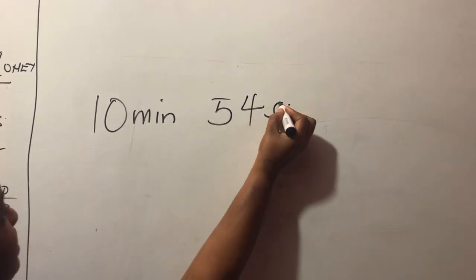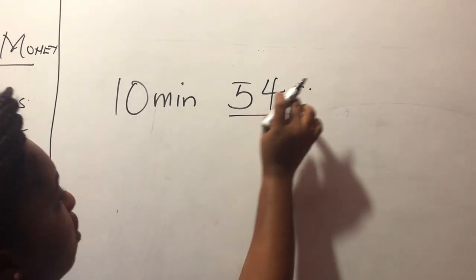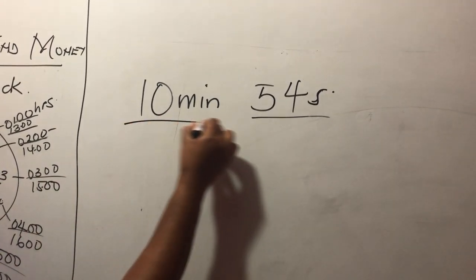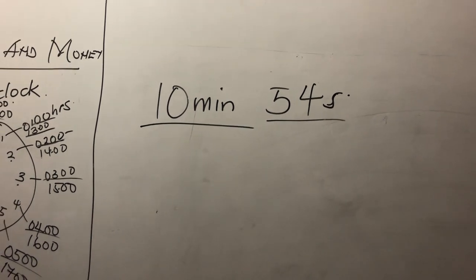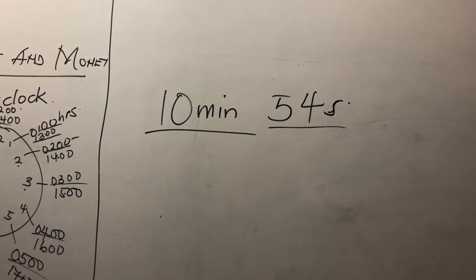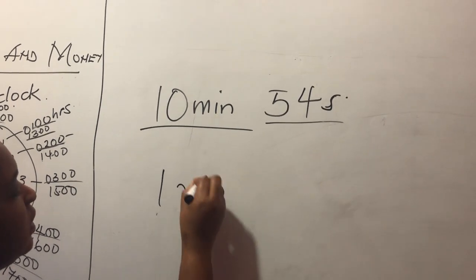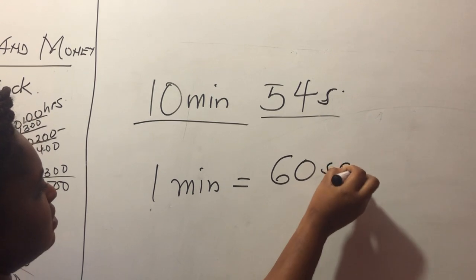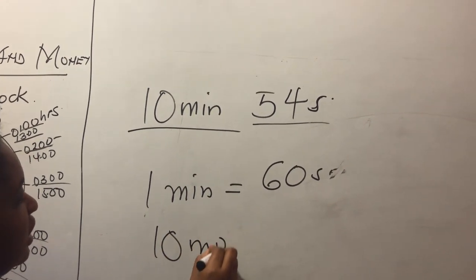Now you realize that we don't have a problem with the 54 seconds because it is already in seconds. Our problem is the 10 minutes, because your final answer has to be in seconds. Now, what does our rule say? 1 minute is equal to 60 seconds. Now, we are finding 10 minutes.